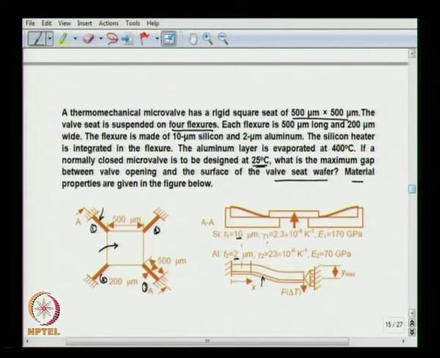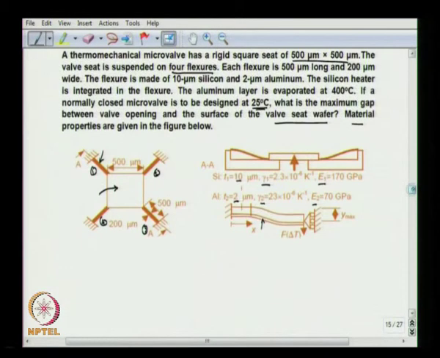So, these are the material properties, the expansion coefficients gamma 1, gamma 2, and E1, E2 of this aluminum and silicon. So, first we try to find the force at the tip of each flexure. So, we try to find the force at these locations for each flexure. So, the force at the tip of each flexure.